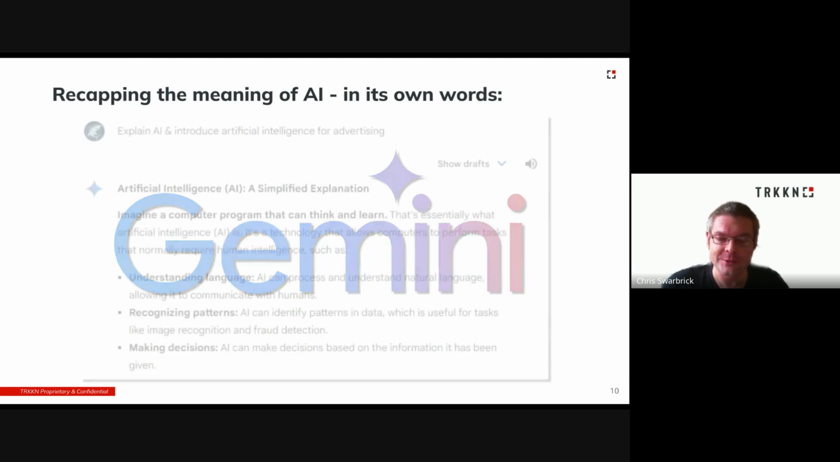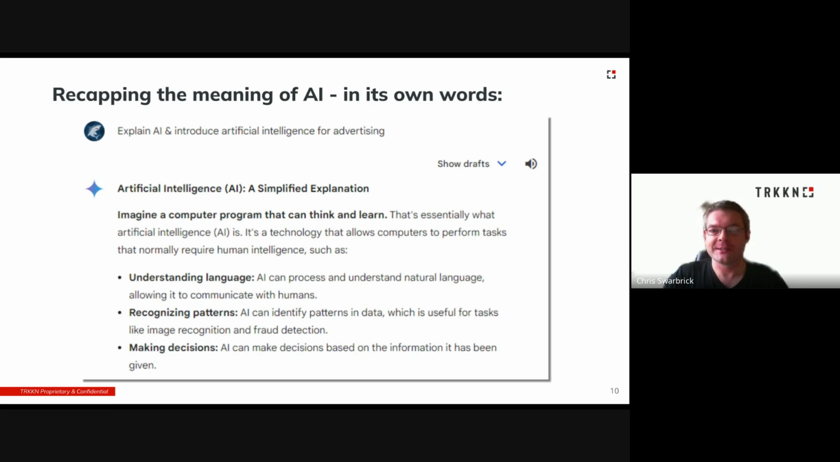So according to Gemini, artificial intelligence means imagine a computer program that can think and learn. Essentially, it's technology that allows computers to perform tasks that normally require human intelligence, such as understanding language, recognizing patterns, and making decisions. I'm sure you can start to see how the key abilities of AI are applicable to so much of what we do in media activation and optimization.